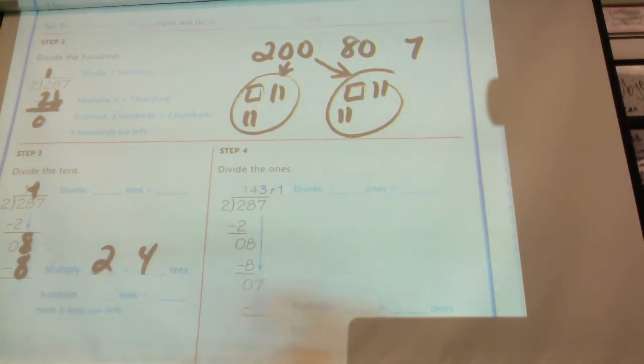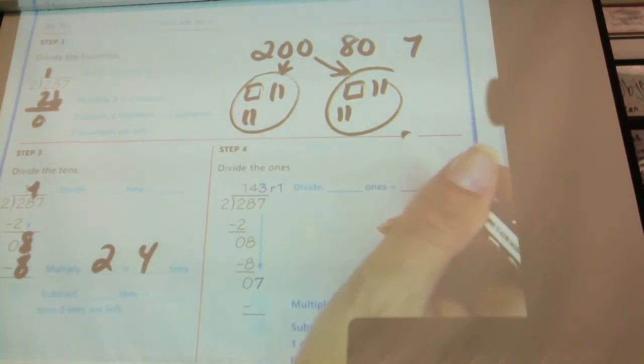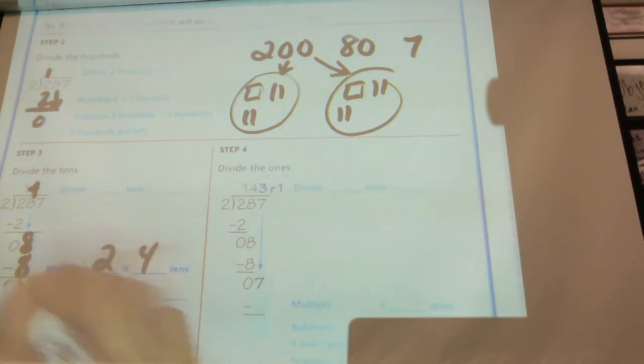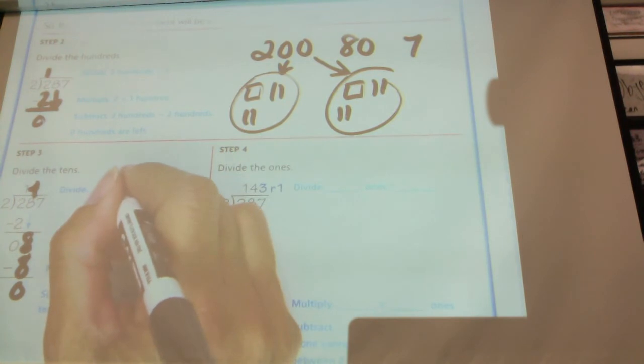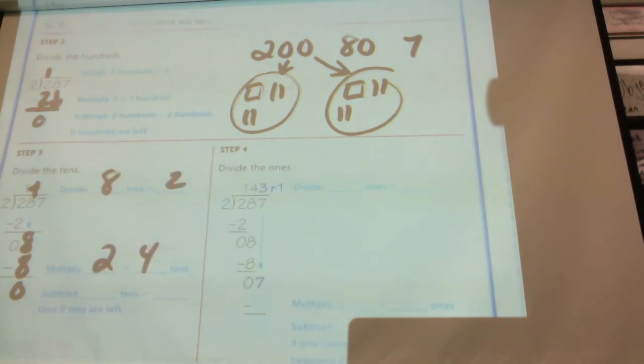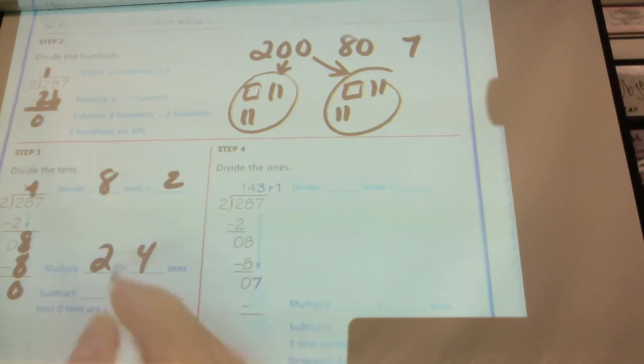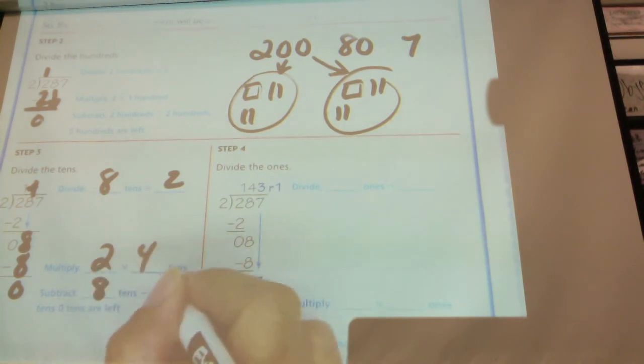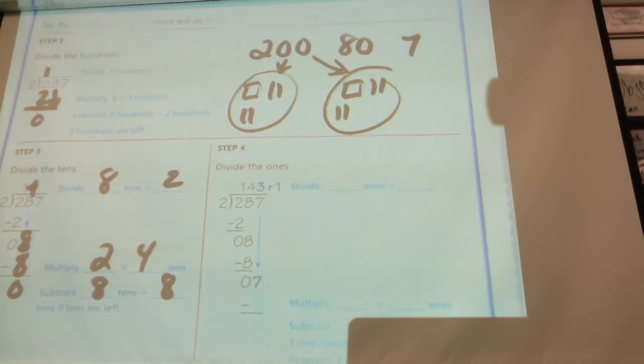If I subtract those, did I have any 10s left over? No, I didn't. So the 0 makes sense. This was divide 8 tens by 2. Okay, so subtract 8 tens minus 8 tens, and there's 0 left over. Am I done? I have a 0 at the bottom. Can I be done? Who can explain why I cannot be done? Calling back on your past memories of this. Why can I not be done?